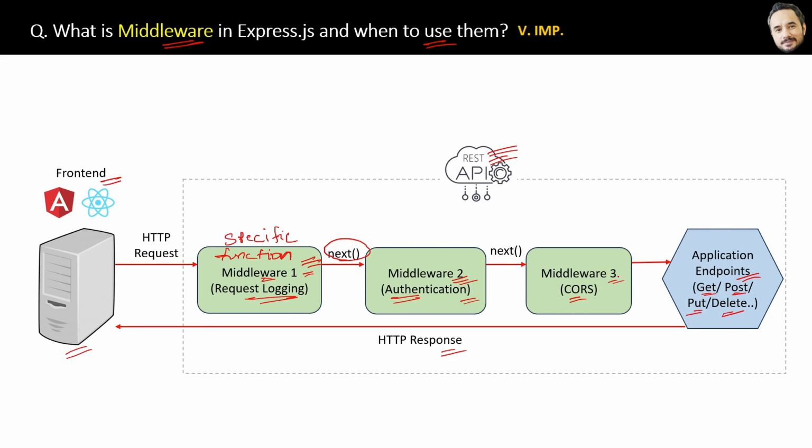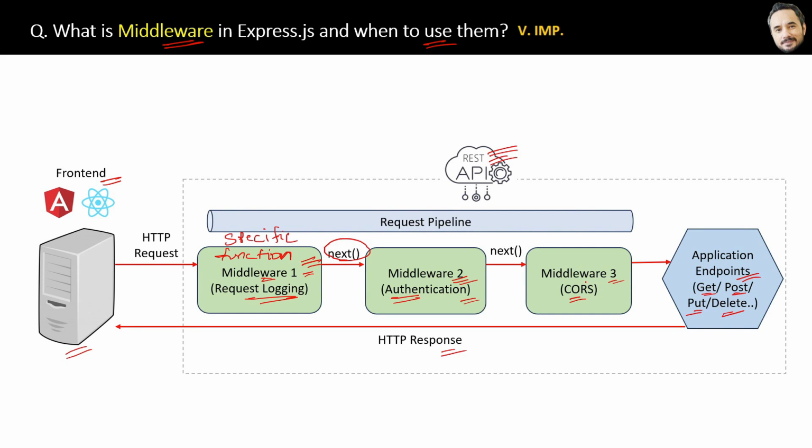And yes, I will explain them in detail in upcoming questions. Okay, so one more thing here. Together, all these middlewares are also called the request pipeline, because all requests coming from the front end have to pass through this pipeline, and then they will reach the methods, the business methods, the get and post methods. Great, that is the whole story of the middleware.